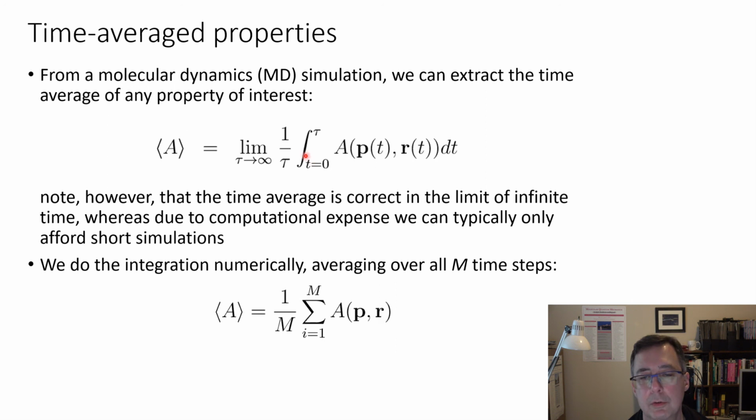Typically, this integration, you don't do it analytically because I don't have an analytic formula for this. What I've done is I have a set of P's and R's, and if I know how to go from P and R to get the property of the system A, then I have this at various time steps, and then I just compute this for each time step and average over all the time steps. And M might be the number of time steps, it might be 1,000,000, it depends on the simulation. But I would do the average this way. Okay?